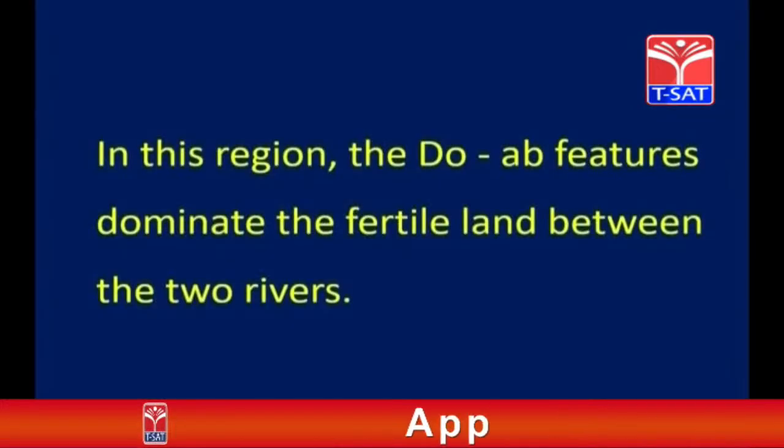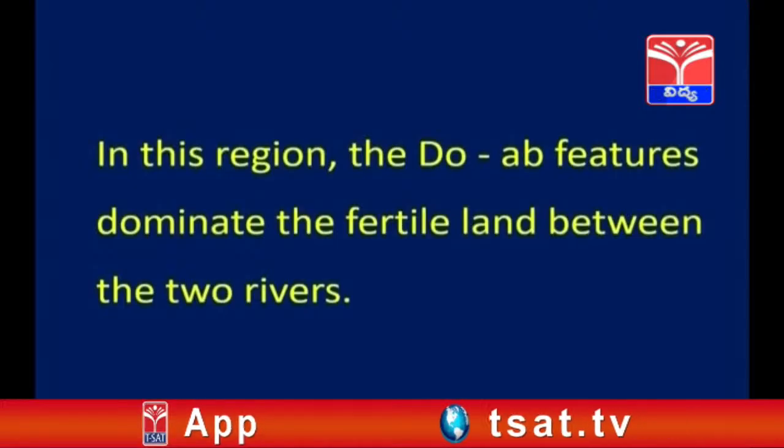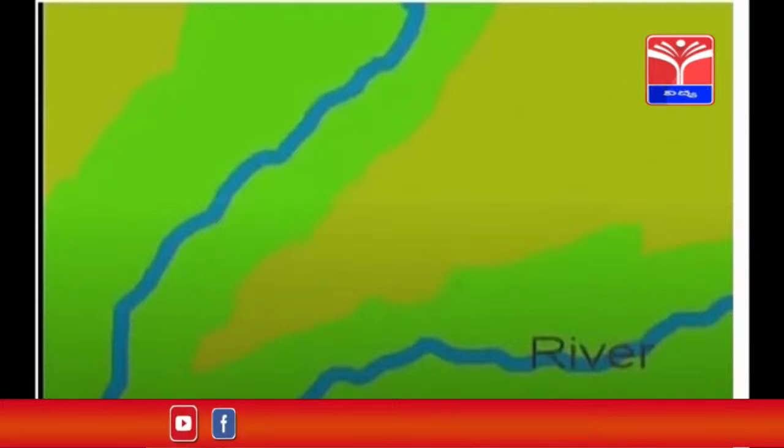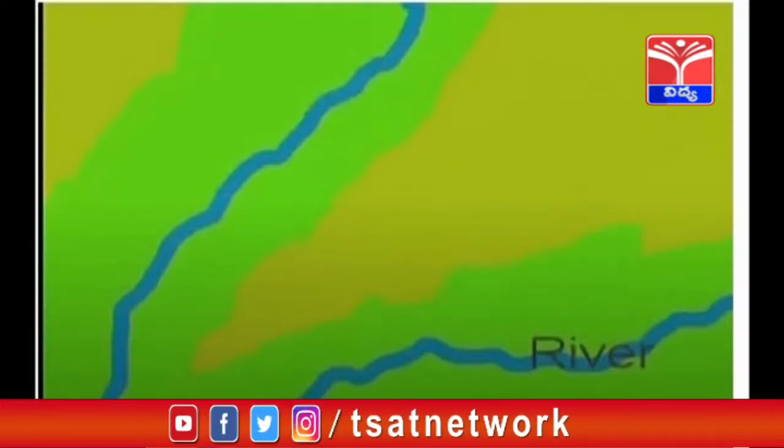In this region, the Doab feature dominates, the fertile land between the two rivers. This is the Doab region. Doab means between the two rivers, whatever the place is there, we call it a Doab feature, and it will support very good agriculture because of the fertile soil.